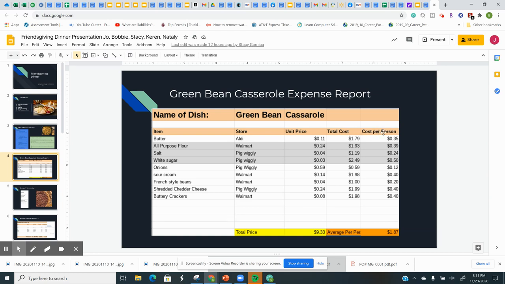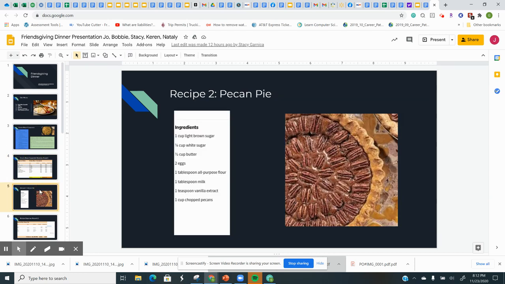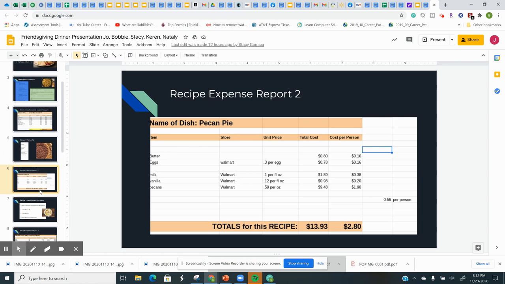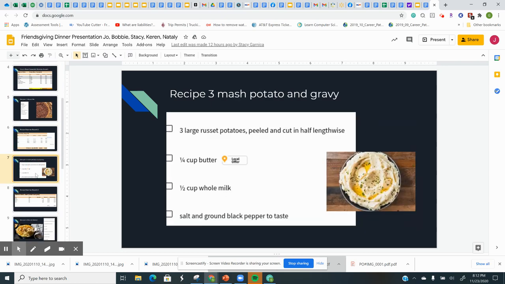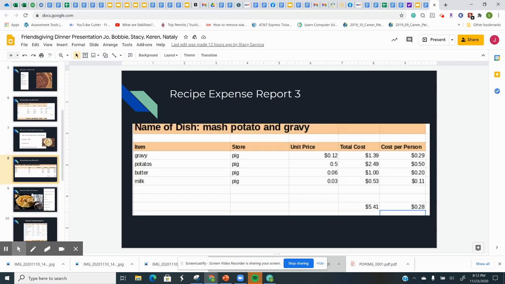And then the cost per person is the total cost divided by the number of people at your dinner. So if you're going to do this for your family, divide that by how many people are in your family. Okay? So do a couple dishes that you want, to see how much it's actually going to cost you.